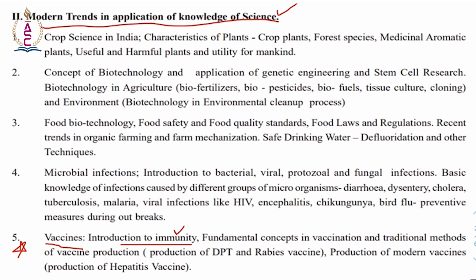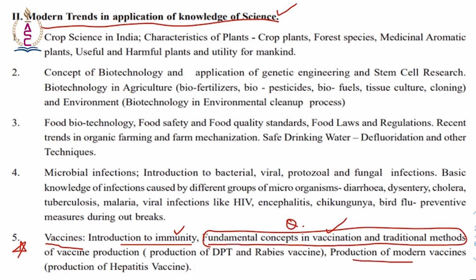And what are the fundamental concepts? This particular question is framed keeping this in mind. What are the fundamental concepts in vaccination and traditional methods? Over here, another question can also be asked: what are the differences between the new methods of vaccine production and traditional methods of vaccine production? Even such a question can be framed.